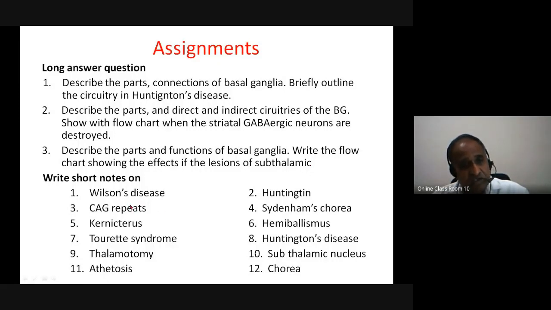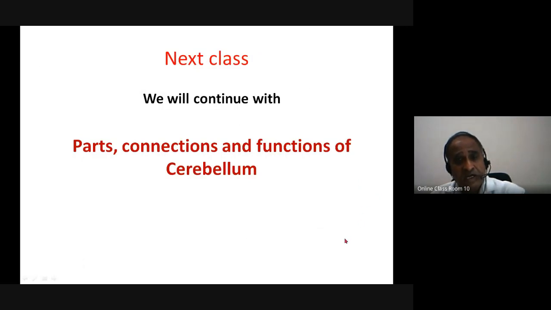Then write notes on Wilson's disease, CAG repeats, kernicterus, Tourette syndrome or tic, thalamotomy, athetosis, Huntington disease, Sydenham's chorea, hemiballismus, subthalamic nucleus, chorea. In the next class, I will be starting with the cerebellum. I will discuss the parts, connections, and functions of the cerebellum.